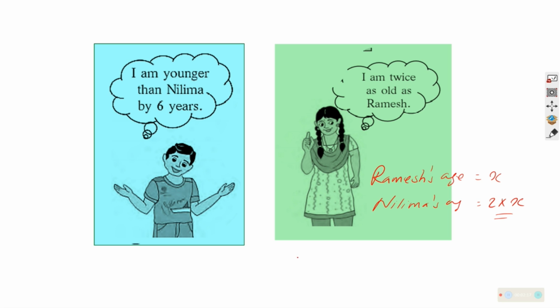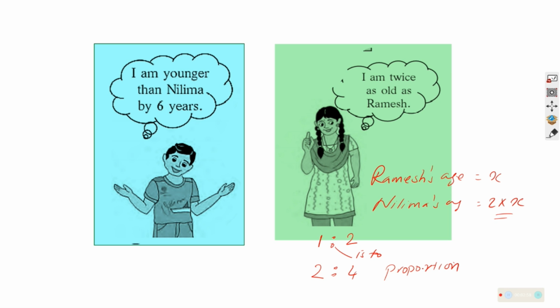The other way is, if Ramesh is 1 year old, then Nilima will be 2 years old. The ratio or the relationship is 1:2. You can say if Ramesh's age is 2, 2 times of it, 4 will be Nilima's age. That proportion is maintained. I used the word proportion. This way, expressing the relationship between two numbers is called proportion.